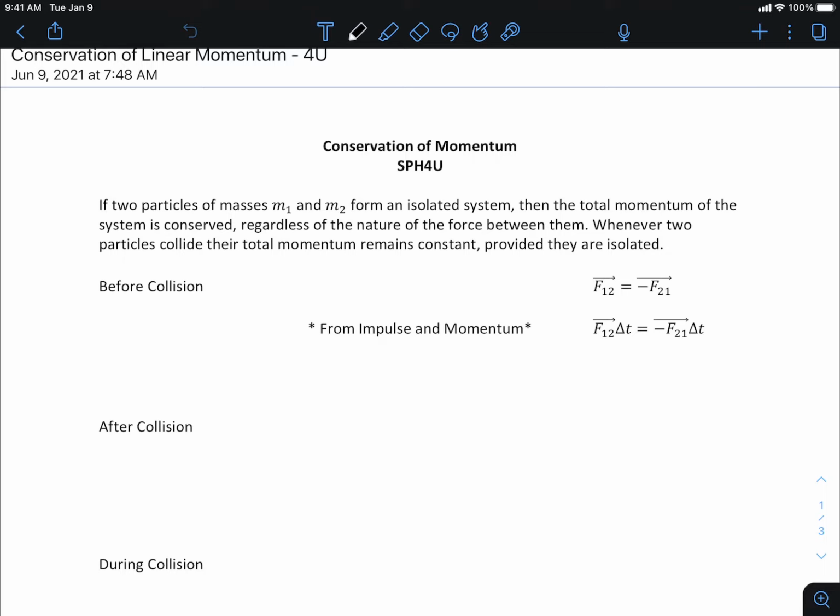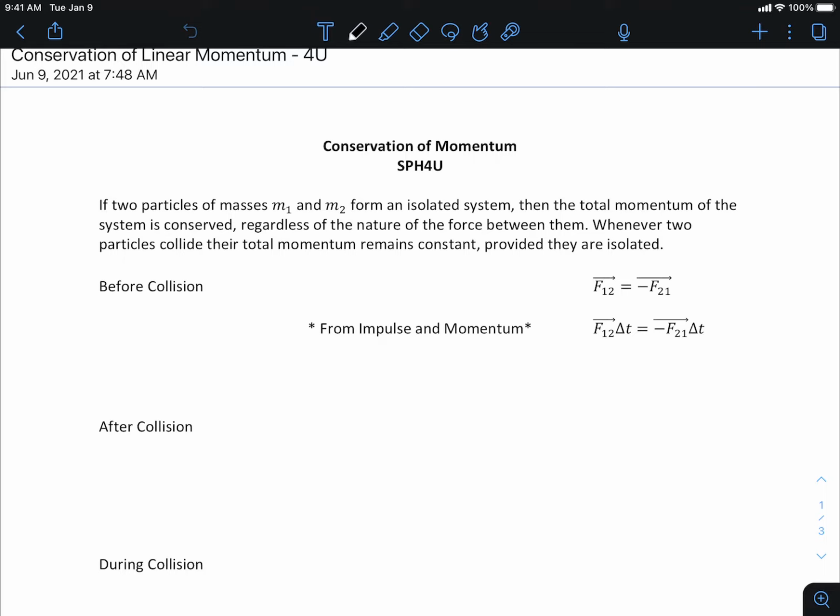What we're going to see today is that for an isolated system, much like the conservation of energy, we have this law of conservation of momentum. If two particles of masses m1 and m2 form an isolated system, then the total amount of momentum of the system is conserved regardless of the nature of the force between them. Whenever two particles collide, their momentum remains constant, provided they are isolated.